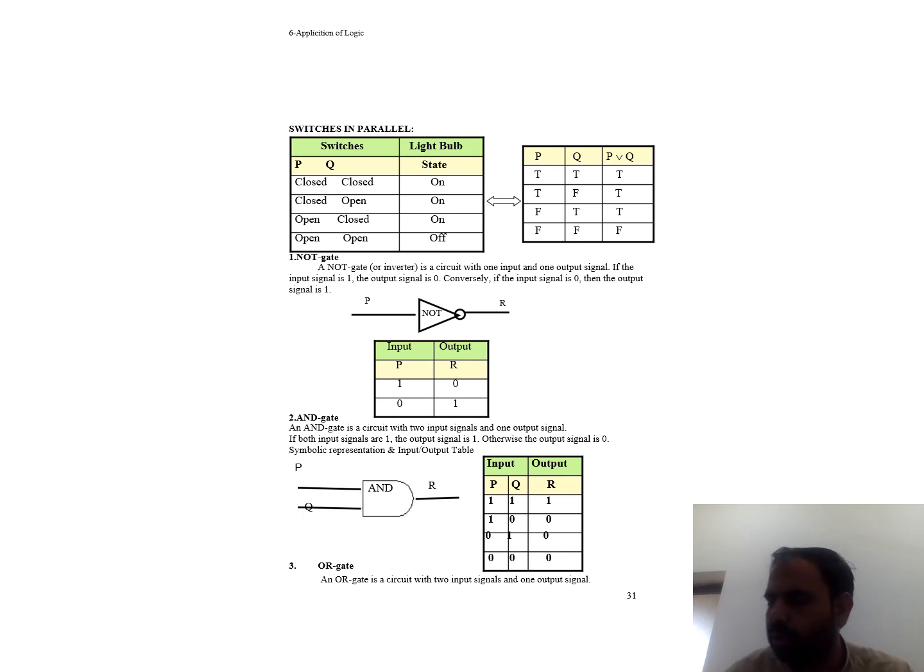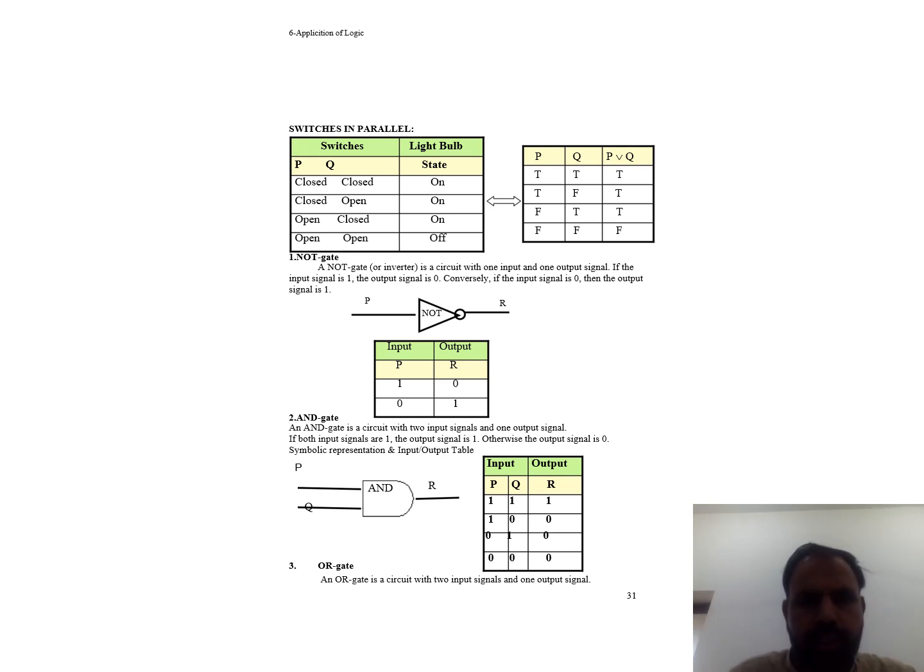Now we discuss the NOT gate. A NOT gate or inverter is a circuit with one input and one output signal. If the input signal is 1, the output signal is 0. Conversely, if the input signal is 0, then the output signal is 1. Here if P is 1, then R is 0. If P is 0, R is 1, which is shown in this table.